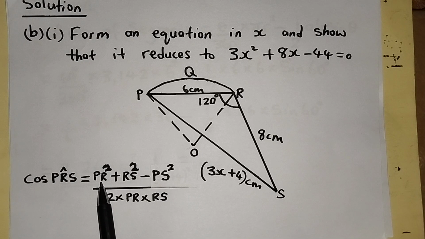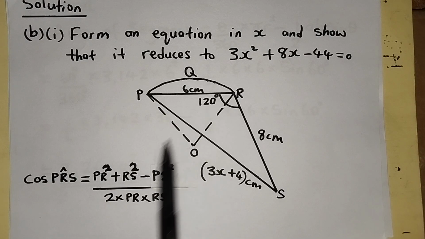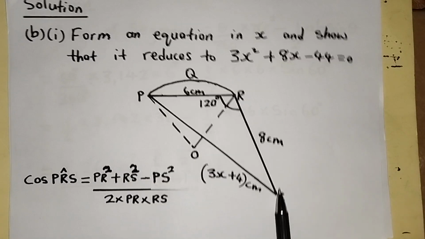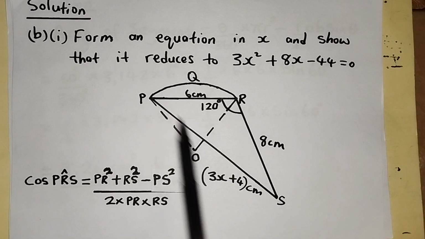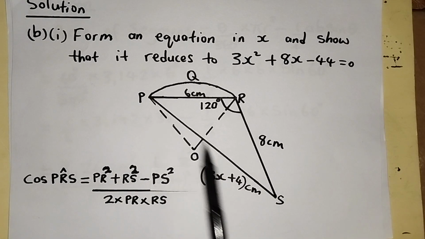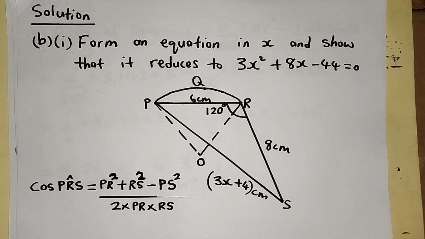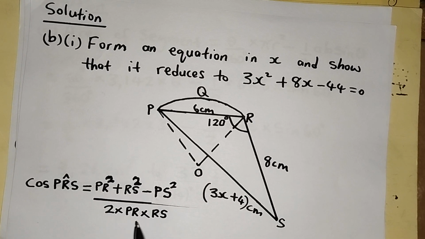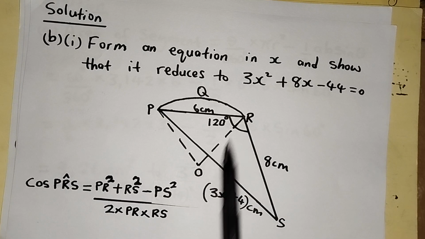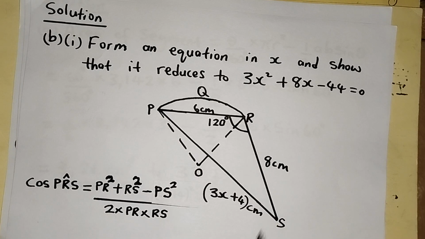the square of one of the sides which contain the angle, that's PR, plus the square of the other side which contain the angle, minus the square of the side which is opposite the given angle, the unknown angle which you want to find, over 2 multiplied by one of the sides which contain the angle multiplied by the other side which contain the angle. So in this case, PR and RS.